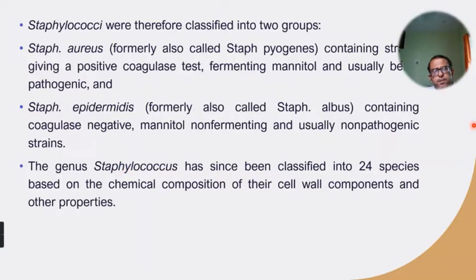Now, this genus Staphylococcus has been classified into 24 different species, depending upon the chemical composition of their cell wall and other properties.